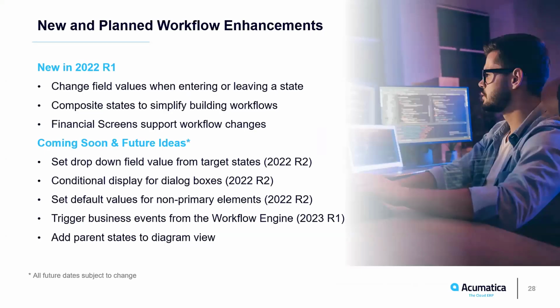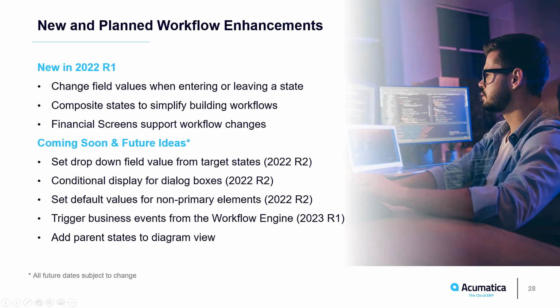We talked a little bit earlier about the history of the workflow engine, and in 22R1, you now have the ability to change field values when entering or leaving a state. I showed that in my demonstration. Alex showed composite states and how you could make it easier to switch back and forth between printing and emailing. And then the financial screens were added. In 22R2, we have some new exciting changes coming up. Of course, I caveat everything with the future date subject to change.